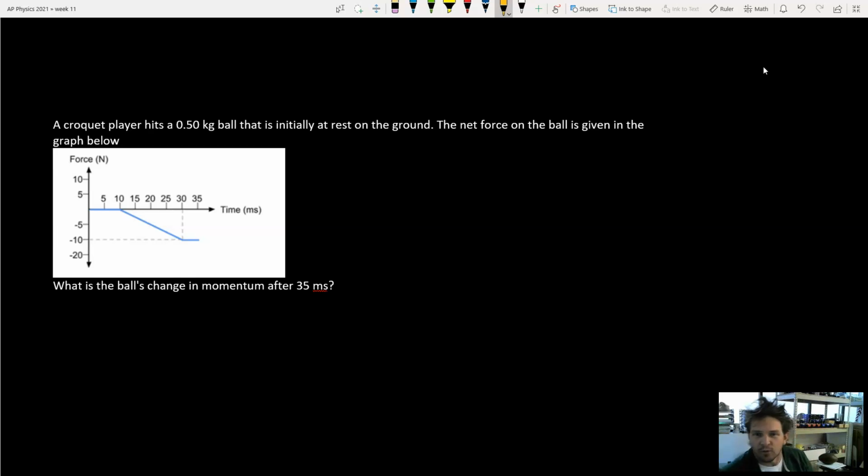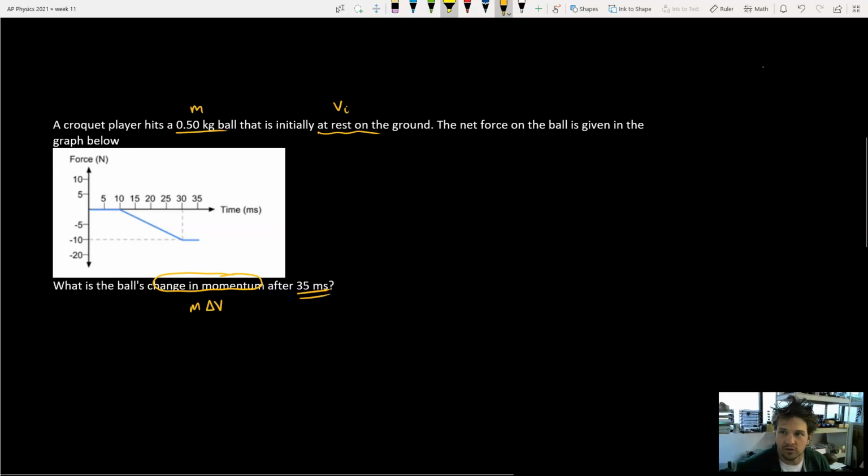A croquet player hits a 0.5 kilogram ball that is initially at rest. So there's the initial velocity. Here is the mass of the ball. The net force is given in this graph, and we want to know the change in momentum. So just remember that is the mass times change in velocity. And it's over after the whole 35 milliseconds. So here's 35 milliseconds right there.